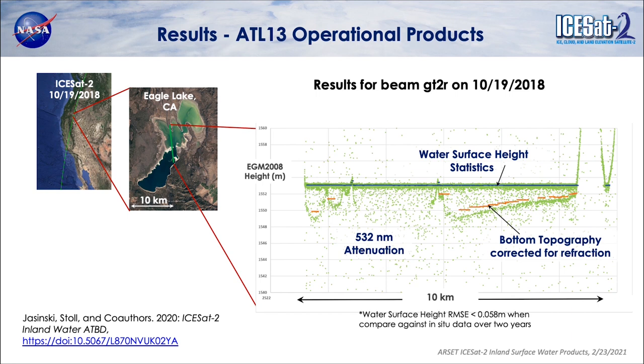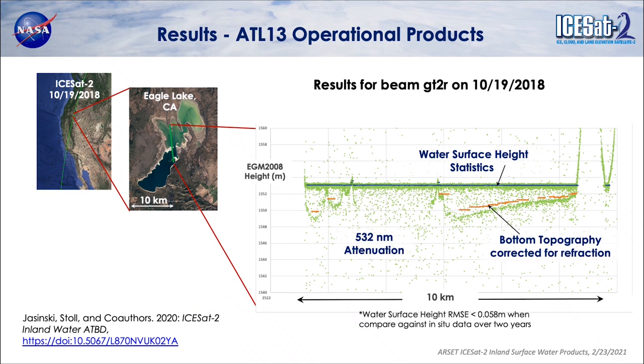I've also produced the output for the ATL13 bottom topography, which corrects the elevation for the speed of light in water. That is due to the refraction of the light. And also the product, I don't have it shown here, but we have computed as we go across this lake, the attenuation of the 532 nanometer beam into the water surface.